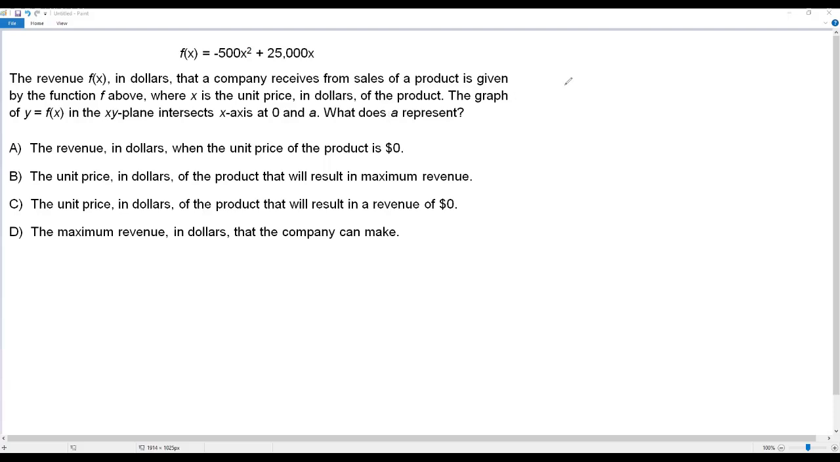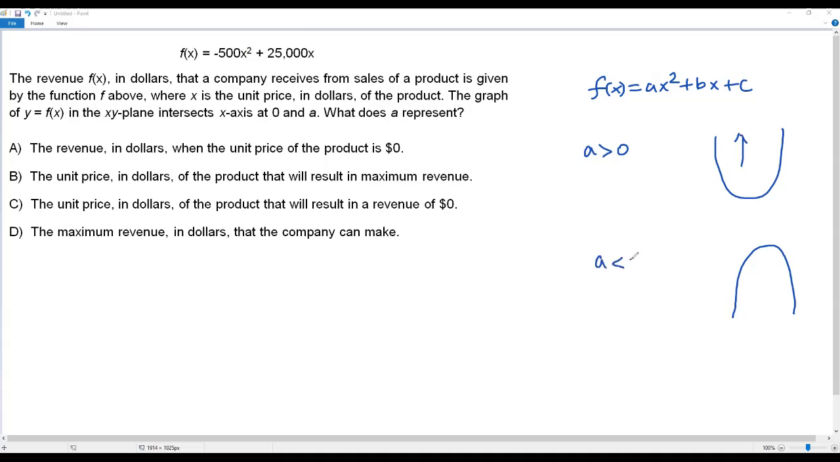Now let's consider a quadratic function in the form f(x) = ax² + bx + c. If I sketch a graph for a quadratic function in this form, I'll get a vertical parabola in the xy-plane. The parabola may open up or open down, depending on the leading coefficient, that is the value of a. If the leading coefficient a is greater than 0, that is positive, then the parabola opens up. If a is negative, that is less than 0, then the parabola opens down.